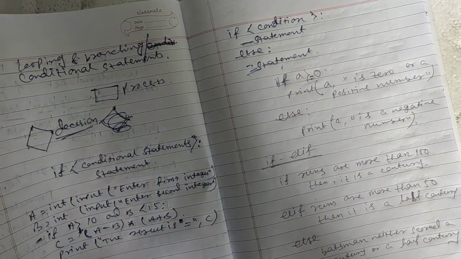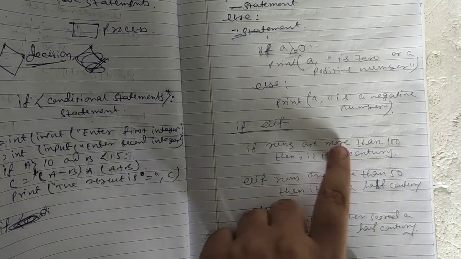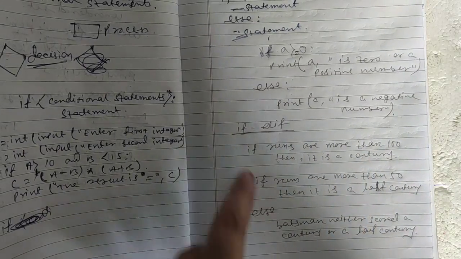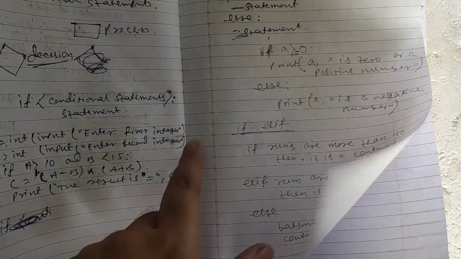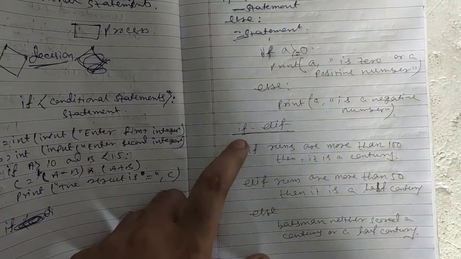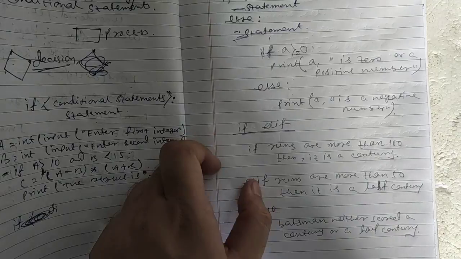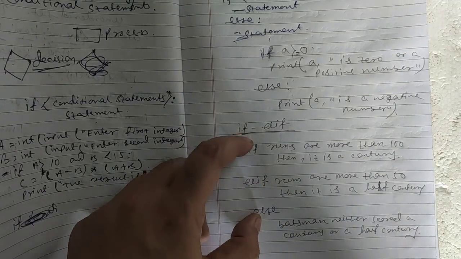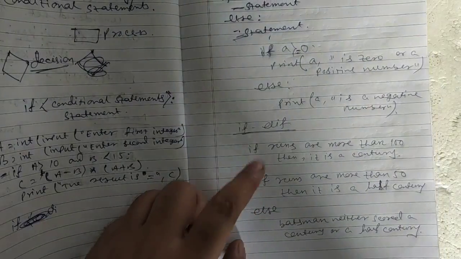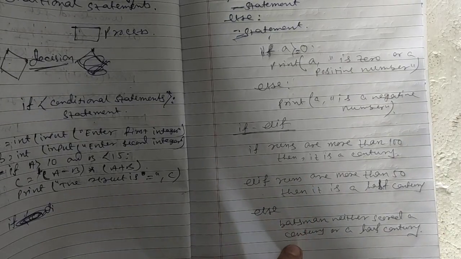When you add one extra condition here, that time the else if is used. If runs are more than 100, then it is a century. Else the batsman has neither scored a century nor a half century. So when you have to give the condition of half century, that time you have to give the else if between if and else. We can add multiple elif, that is else if. In short it is called elif. So if you provide an if, there is an else, but between if and else multiple elif can be given.